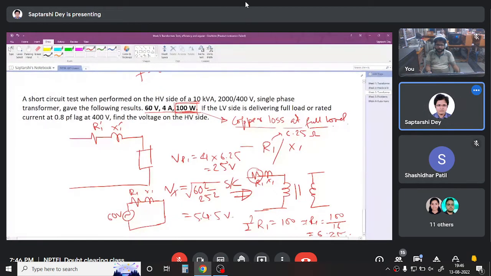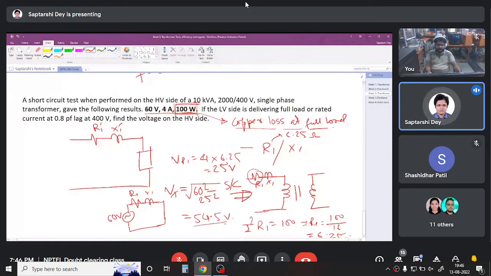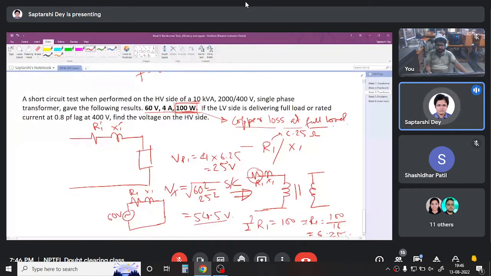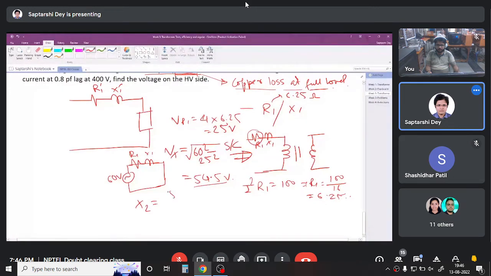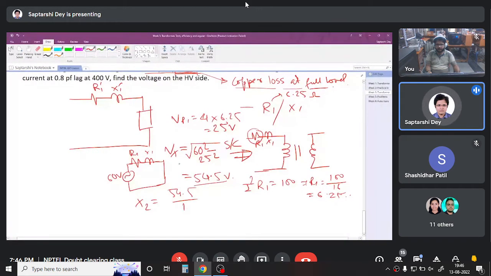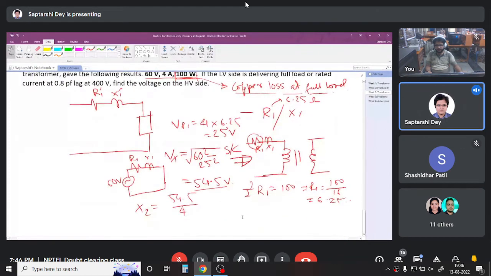35 volt drop... 54.5 volt. Now this 54.5 volt drop is happening due to the current only. So what is X1? 54.5 by, sorry, not 16 ampere, 4 ampere current only. So this by 4, 13.63.